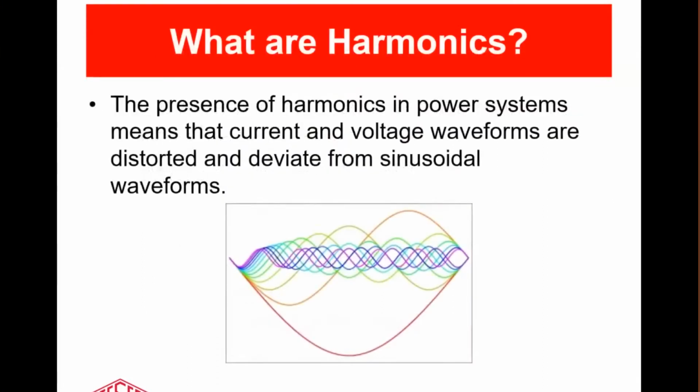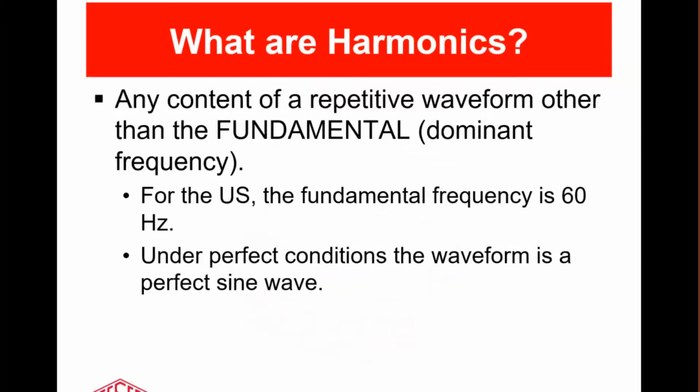Harmonics in power systems really means that the voltage and current waveforms are distorted, and they deviate from a purely sinusoidal waveform. There are lots of ways that can happen, and we'll talk about a lot of the different drivers for harmonic content. Really, any repetitive waveform. Ideally, our grid is 60 hertz and perfect sine waves, and we know none of that's really true.